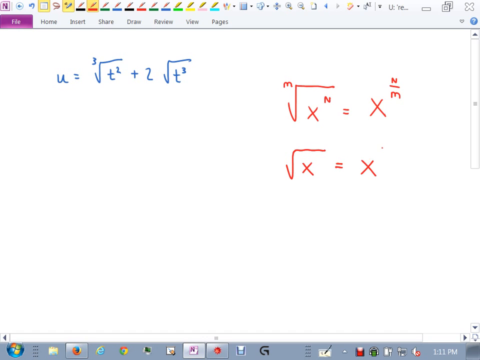How do we rewrite the square root of x? Is x to what power? 1/2. Why is that true? Well, it's the square root, right? And x to the first power. That 1 goes here and that 2 goes here. It's that formula is what we're using. Okay?